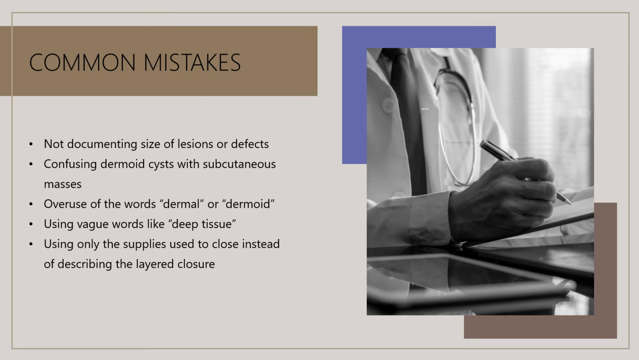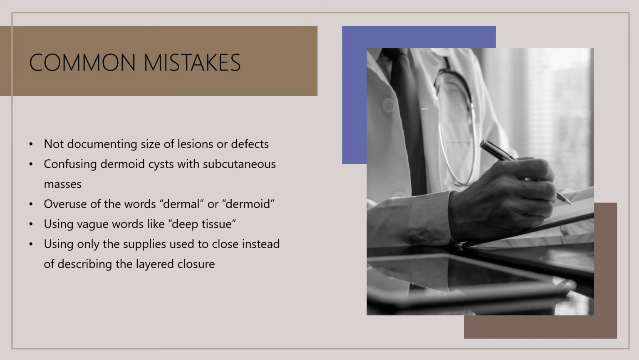Here are the most common mistakes that coders and auditors see. The first is not documenting the size of the lesions or the defects. That will definitely impact RVUs and reimbursement. The second is confusing dermoid cysts with subcutaneous masses. As we learned earlier, there's a different code set for soft tissue masses, but if you use the word dermoid cyst, it's going to point the coder to the cutaneous lesion excision codes.